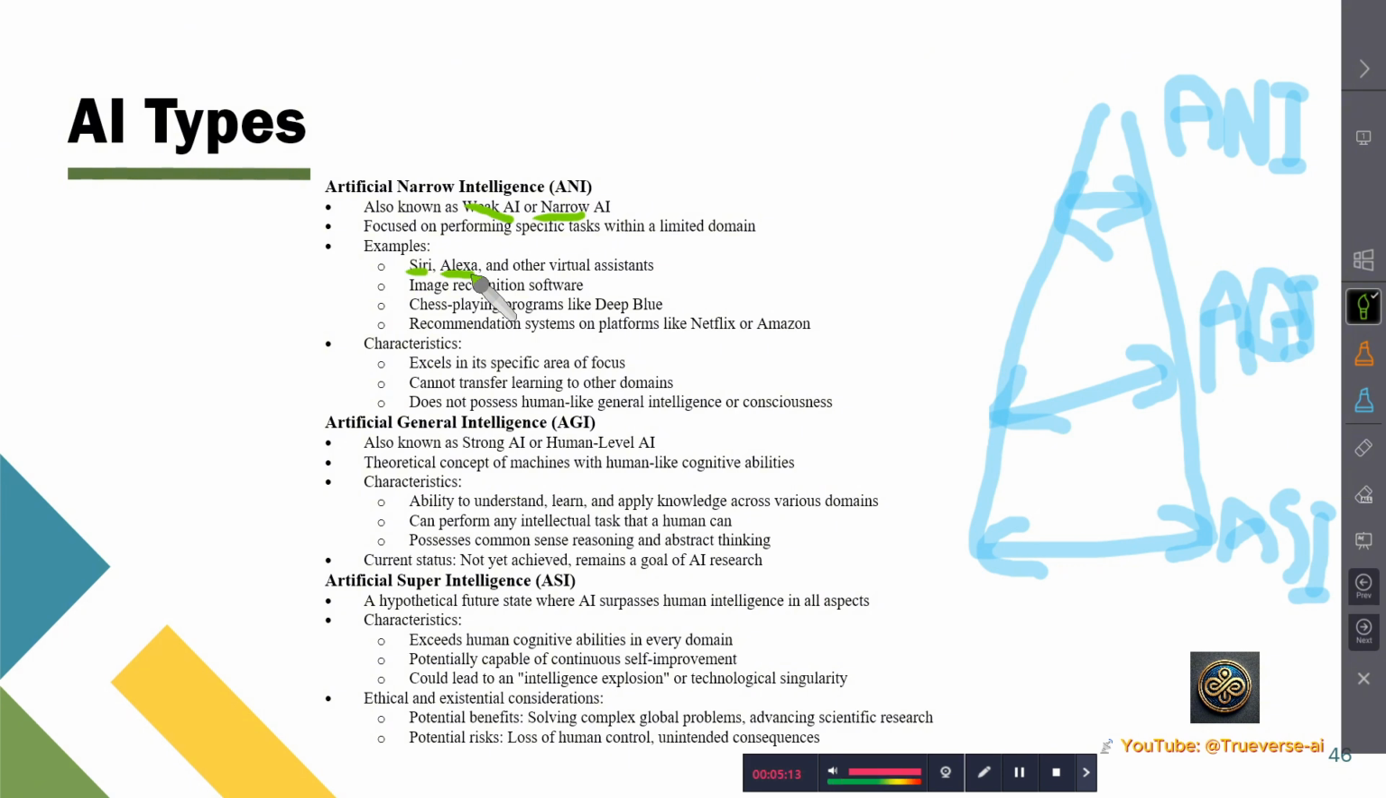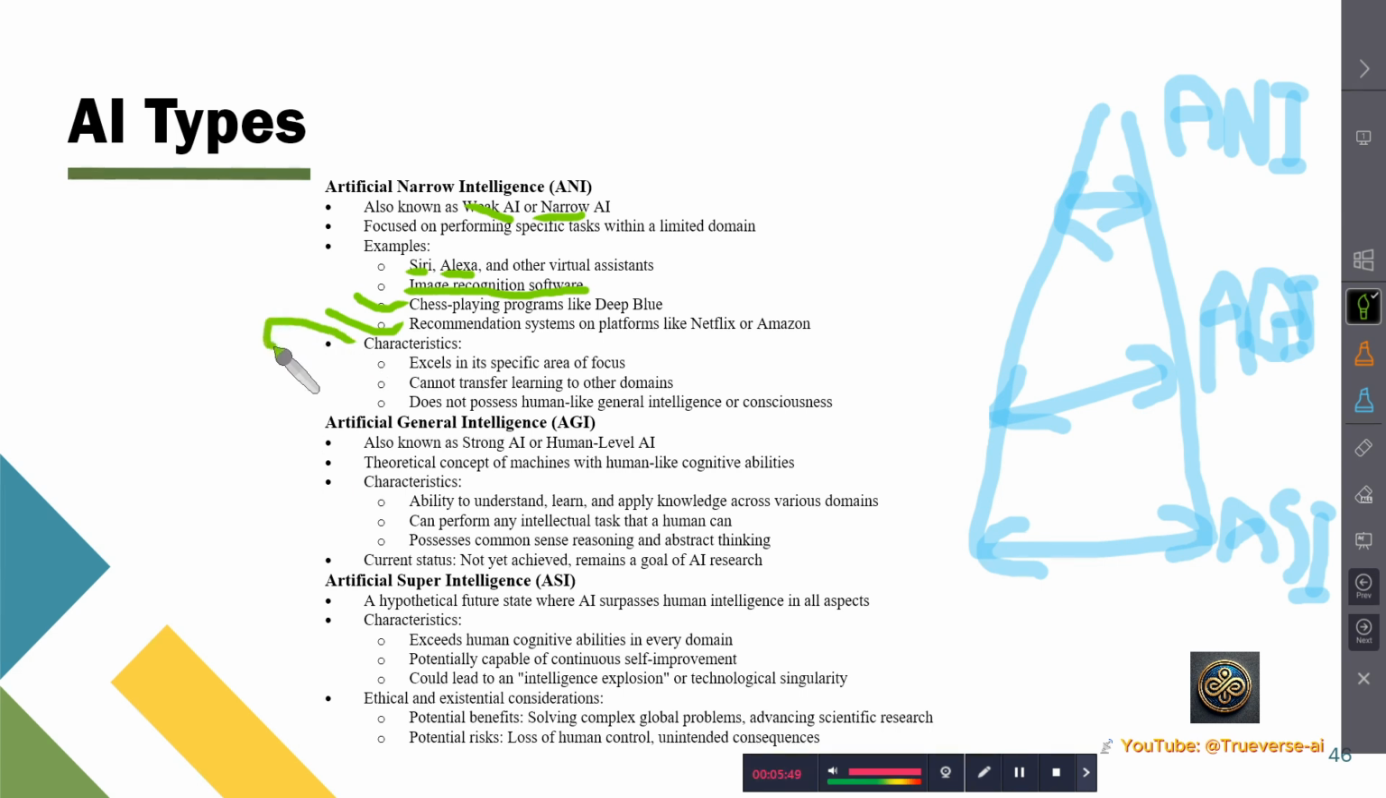You may know Siri and Alexa as examples of virtual assistants, or image recognition software used in facial recognition, or a chess-playing program like Deep Blue, which famously defeated a world chess champion. Also recommendation systems on platforms like Netflix or Amazon, which predict user preference based on past behavior.